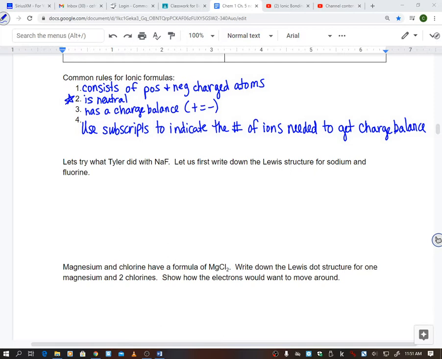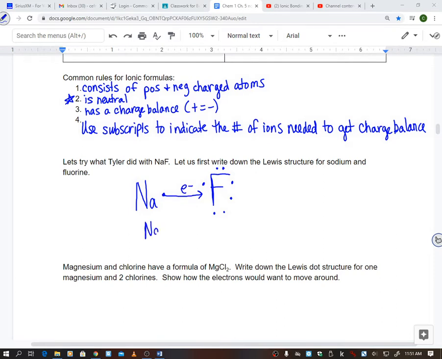All right, so let's try what Tyler did with sodium and fluorine. This is going to be very similar because look where fluorine's at on the periodic table. It's in the same column that chlorine is in. So it's going to look pretty much the same. So I'm going to put my 1 electron here. Remember it's all about the valence electrons. How many valence electrons do you have? Because that's what we're trying to do, is get these things stable and full. Fluorine has 7 valence electrons. So that electron's going to go over to fluorine.